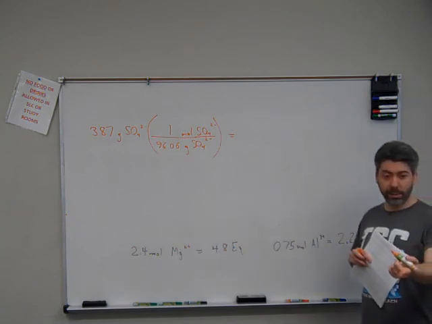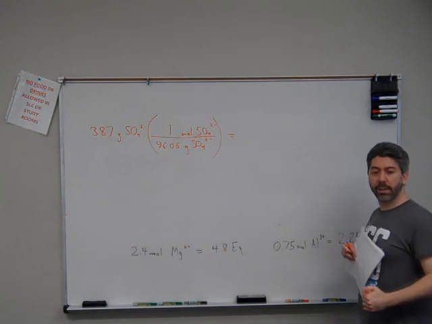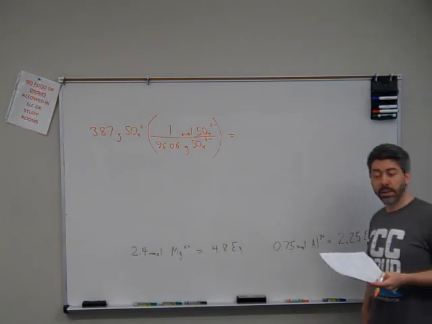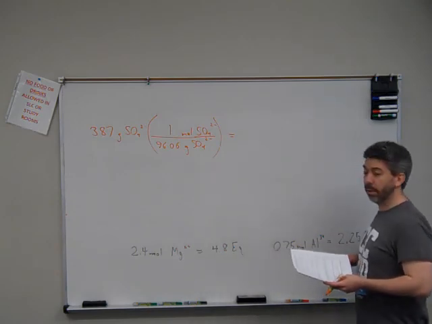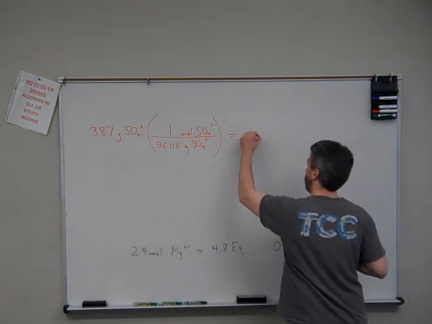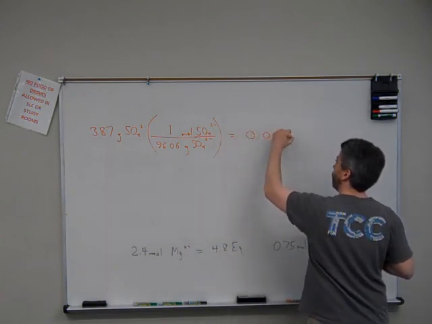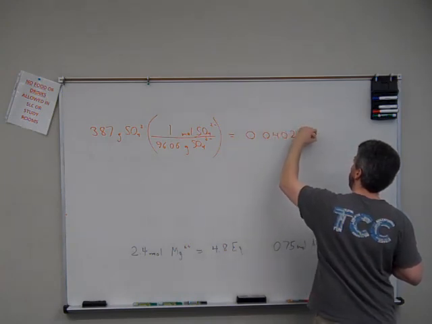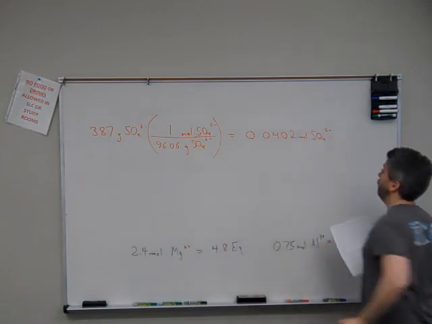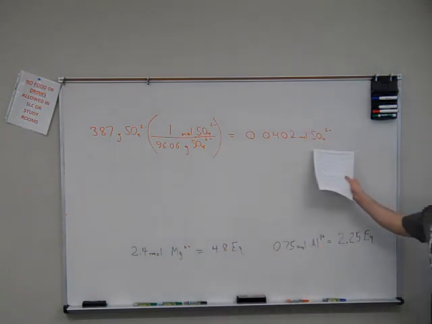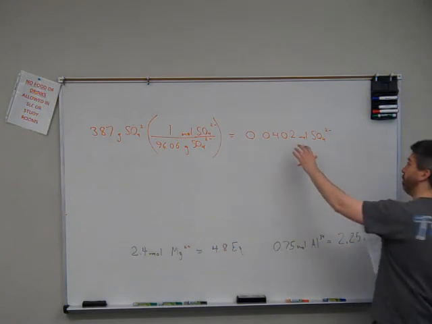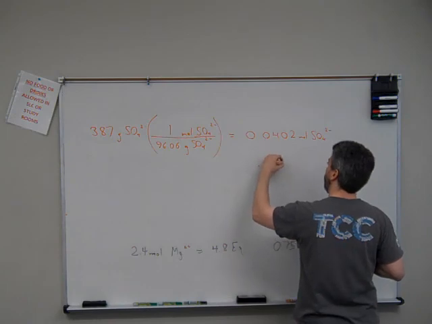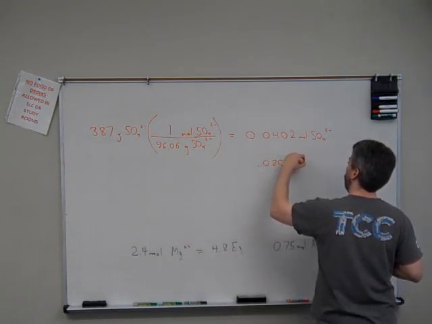And if I calculate that, what does that give me? 3.87 divided by 96.06? That's 0.0402 moles of sulfate, SO4 2-. Now, since that's the moles of sulfate, for the equivalence here, I would simply multiply the moles by the charge, which is 2, and so I would have 0.0804 equivalents.